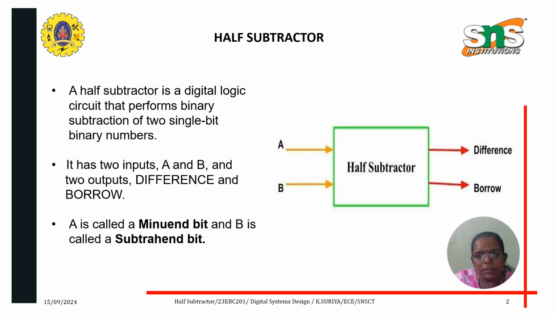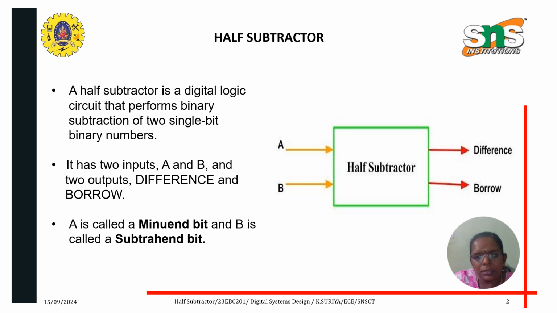A subtractor is a combinational logic circuit that can perform the subtraction of two binary numbers and produces the difference between them. It is a combinational circuit, which means its output depends on the present inputs only.